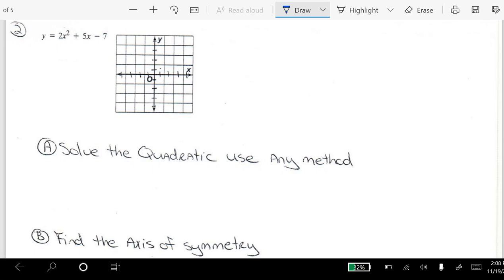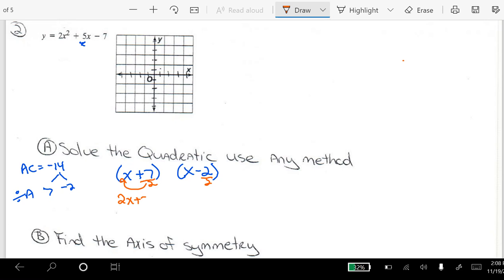I'm going to factor. So if I factor, I'm going to do my AC here. AC is negative 14. So I need factors of negative 14 that give me 5. So it's going to be positive 7 and negative 2. So it's x plus 7, x minus 2. I have to remember to divide by A. And A in this situation is 2. So I'm going to divide by 2. I cannot divide here, so this goes in front. It becomes 2x plus 7. I can divide here, so it becomes x minus 1 equals 0.